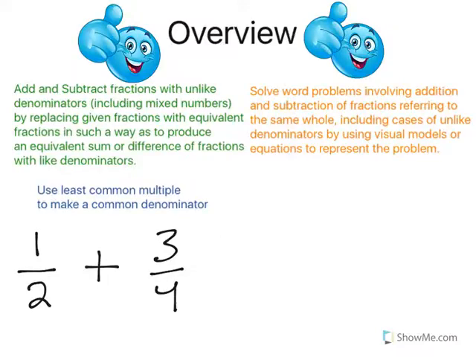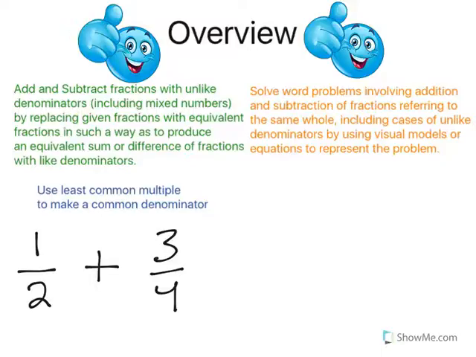So all the concepts have been taught. Now we're at our overview. We did it. We learned how to add and subtract fractions with unlike denominators. We found our least common multiple, and then we were able to use that multiple to find a common denominator and convert the fractions to get our answer.